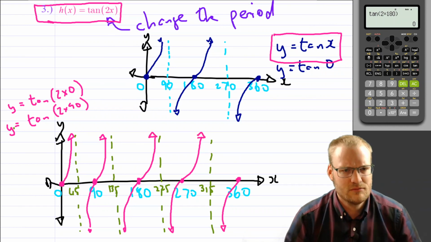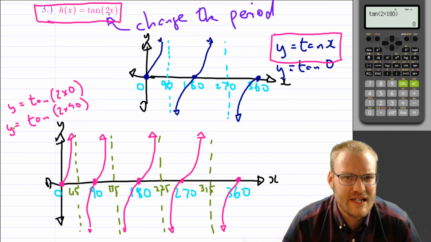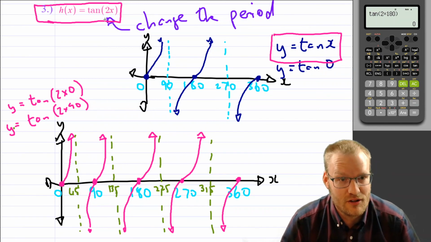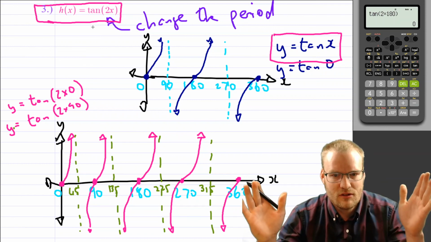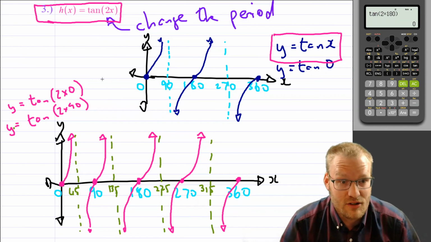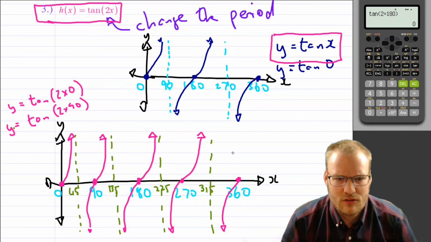So that's it. That's what the change of period does, and the same happens for the sine and the cos graph. If you said sine of 2x, it would just repeat twice as often. Okay, those are our ones for today.